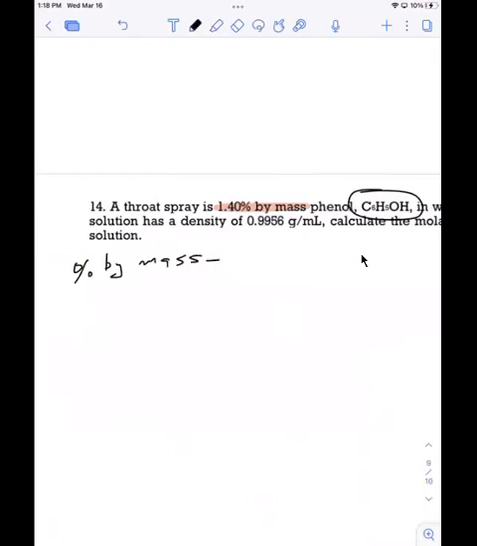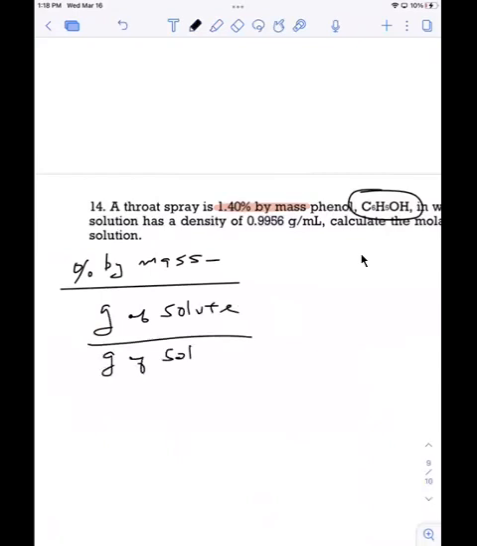The way you calculate this is grams of solute divided by grams of solution times 100.